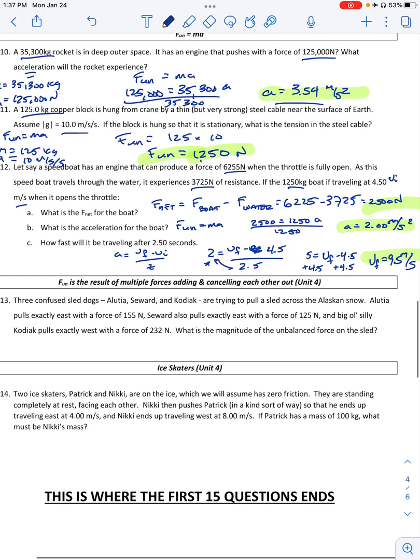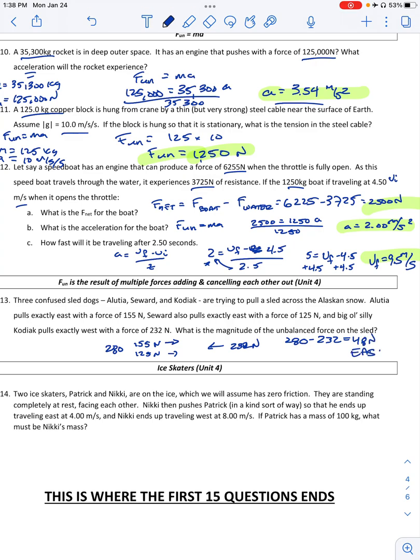All right, 3 confused sled dogs. Alouetta, Seaward, and Kodiak are pulling. Alouetta pulls east, so 155 newtons that way. Seaward pulls the same way, 125 newtons that way. And then big old silly Kodiak, he's going to pull that way with 232 newtons. All right, so 155 plus 125. That's 280 going that way. So 280 minus 232. All right, so we get 48 newtons of force east. All right, just the difference.